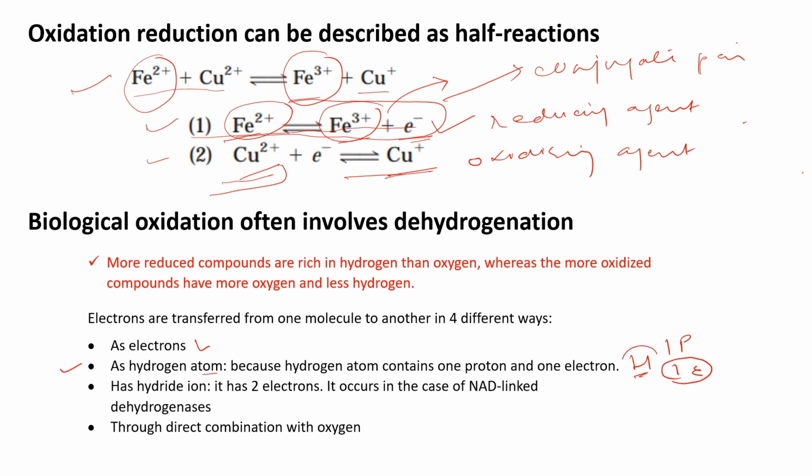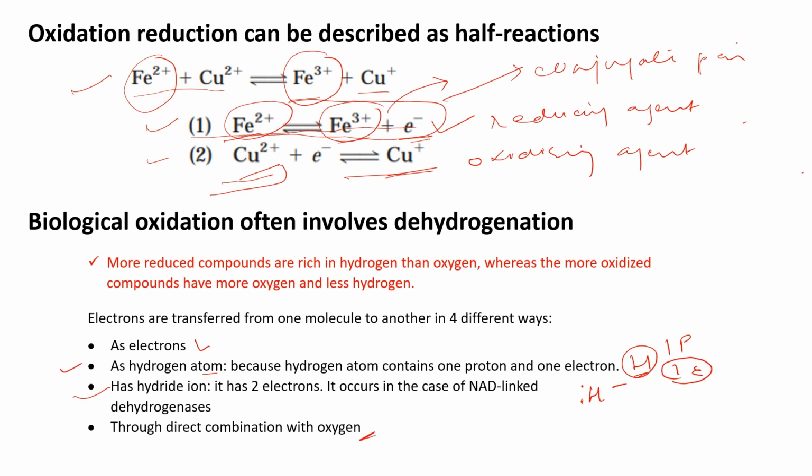Either we can say that in the form of hydrogen the compound gets reduced, or we can say indirectly in the form of electron, because hydrogen contains one proton and one electron, which means in that compound one electron is also added. So electron can be transferred directly in the form of electron, or in the form of hydrogen. The third form is hydride ion. Hydride ion means H minus, so it contains two electrons. Or electron can also transfer in the form of oxygen.